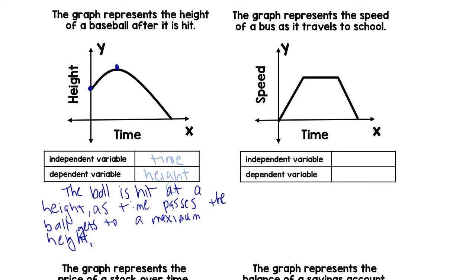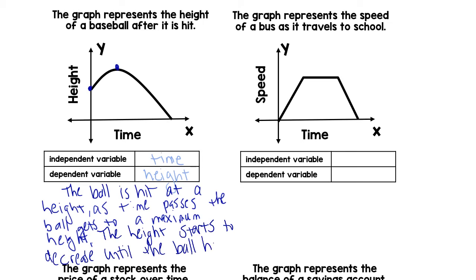Well, then what happens? We get to this maximum height, and then it goes down. So the height starts to decrease until the ball hits the ground. Okay, and here is where it hits the ground, when height is 0. All right, so pretty clear what we're doing. We're just describing what this graph says.